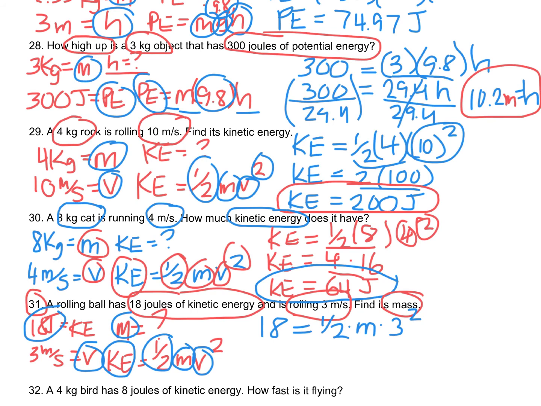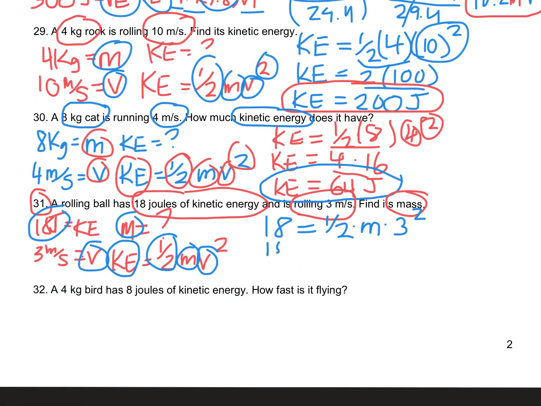Let me do that. I'm going to keep 18 right there, but I'm going to do 1/2 times m times 3 squared, which is 3 times 3, so that's 9. Now let's simplify that even more. 9 times 1/2 is going to be 4.5. So if I simplify that, I now have 18 equals 4.5 m.